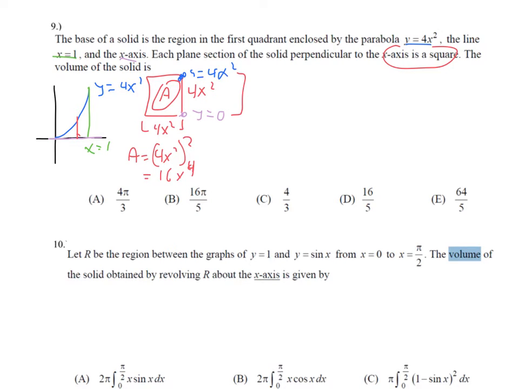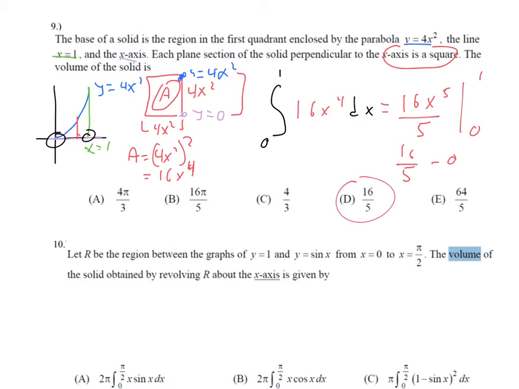To write an integral expression for volume, we want to add up all of the areas of those squares. So each square has an area of 16x to the 4th with respect to x. So my lower x value is 0, and my upper x value is 1. The antiderivative, 16x to the 5th over 5, evaluating this from 0 to 1, and then 16 over 5 minus 0.